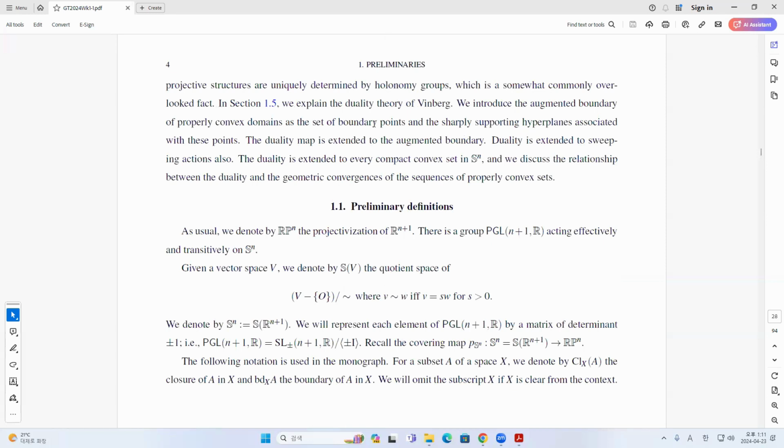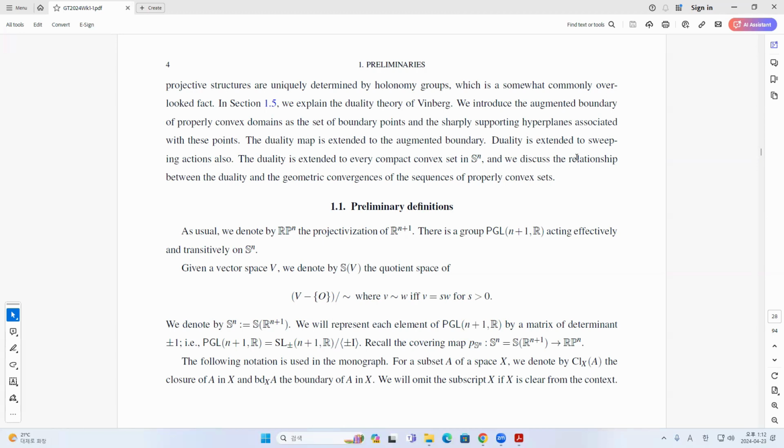In chapter five, section 1.5, we do the Benoist theory, and we try to extend the duality to these compact sets, and then also to sweeping actions. Okay, so those are the main things we will be doing.